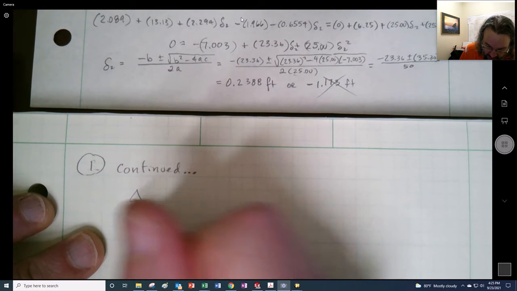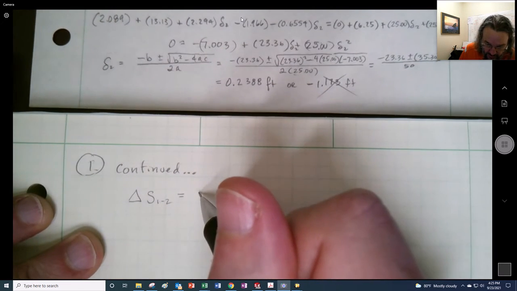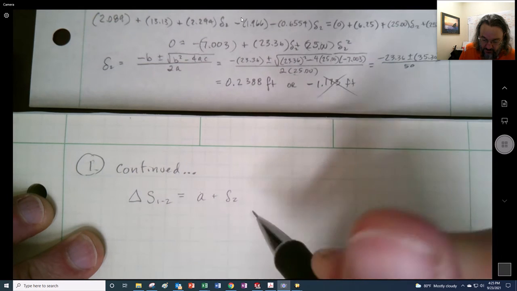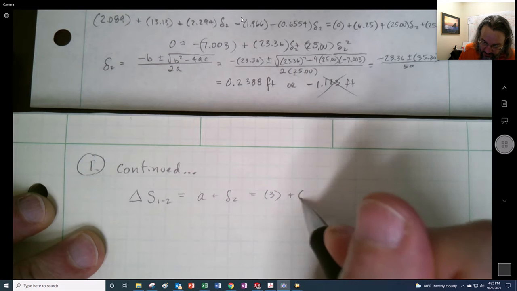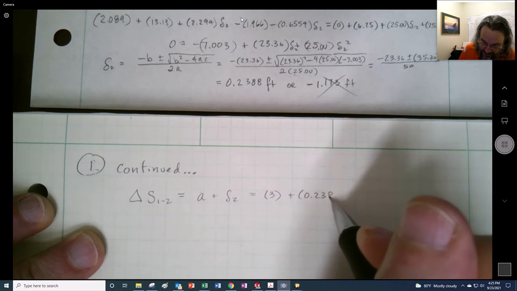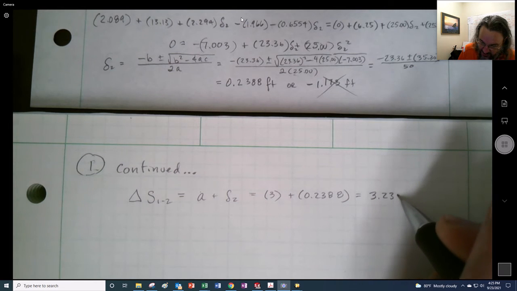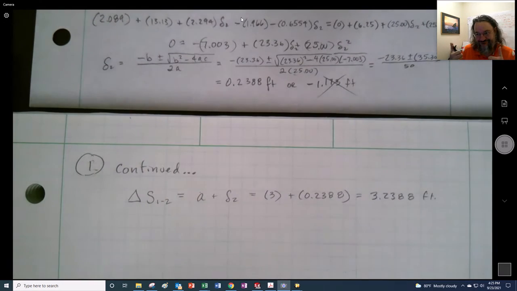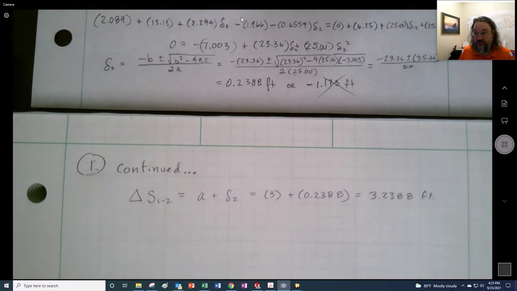So it went down a delta S1 to 2 equal to, let's see, A plus delta 2, right? So it's going to be 3 feet plus 0.2388 or 3.2388 feet. Yeah, easy enough. I did that in my head. Okay, so that means we're going to try to figure out how far it slides.